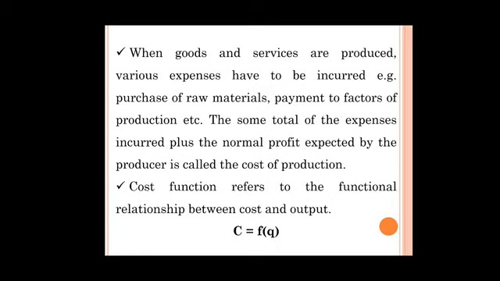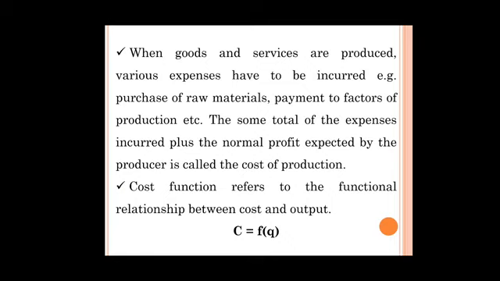Thus, cost of production refers to the expenditure incurred by a producer or a firm on the factor as well as non-factor inputs for a given amount of output of a commodity. Or in other words, we can say that the sum total of expenses incurred by a firm on the factor as well as non-factor inputs plus the normal profit expected by the producer is called the cost of production.